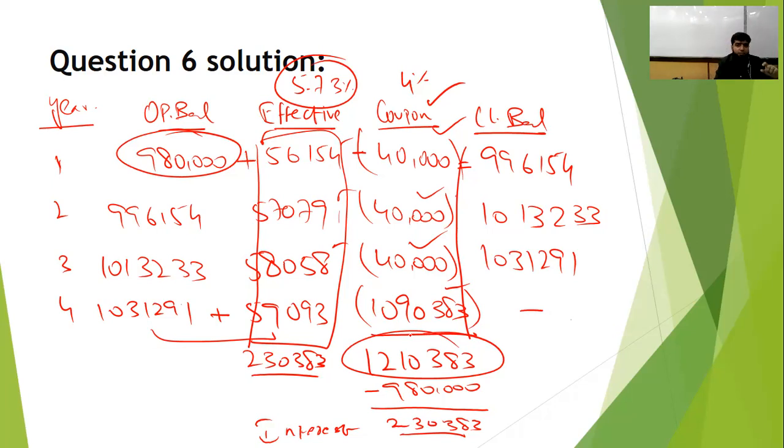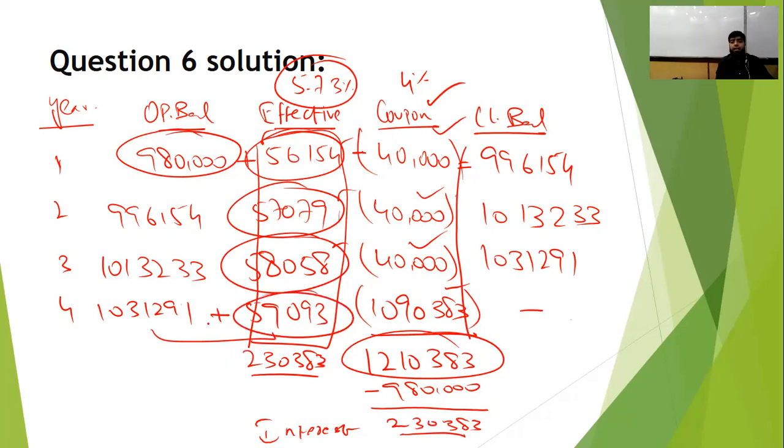And what is the amount of interest he will be receiving? He will be receiving 2,30,000. But as per the accrual concept, we cannot recognize this amount of interest in 1 year. So we will be recognizing the amount of interest in every year. That is 56154, 57079 in year two, 58058 in year three, and 59093 in year four. Are you getting the point? It means the amount of interest to be recognized in P&L is 56154.